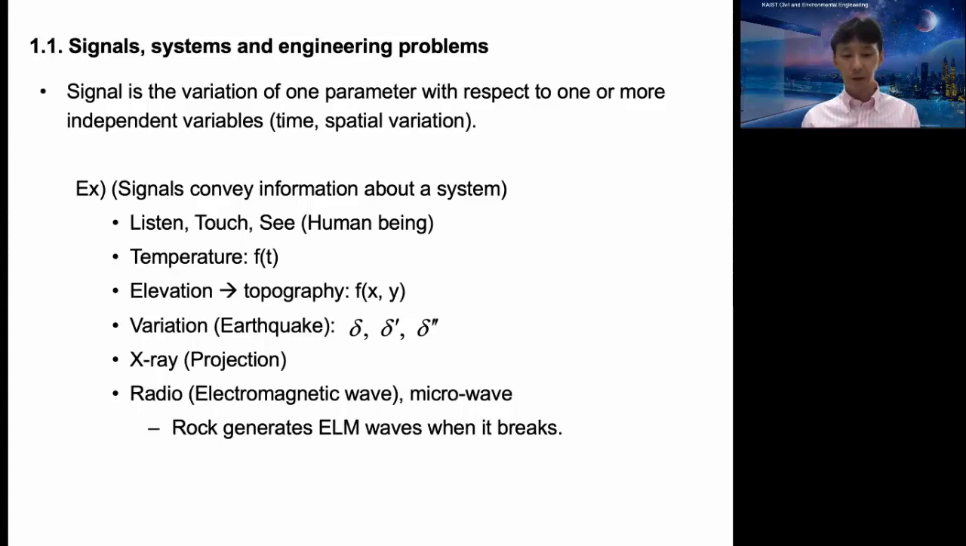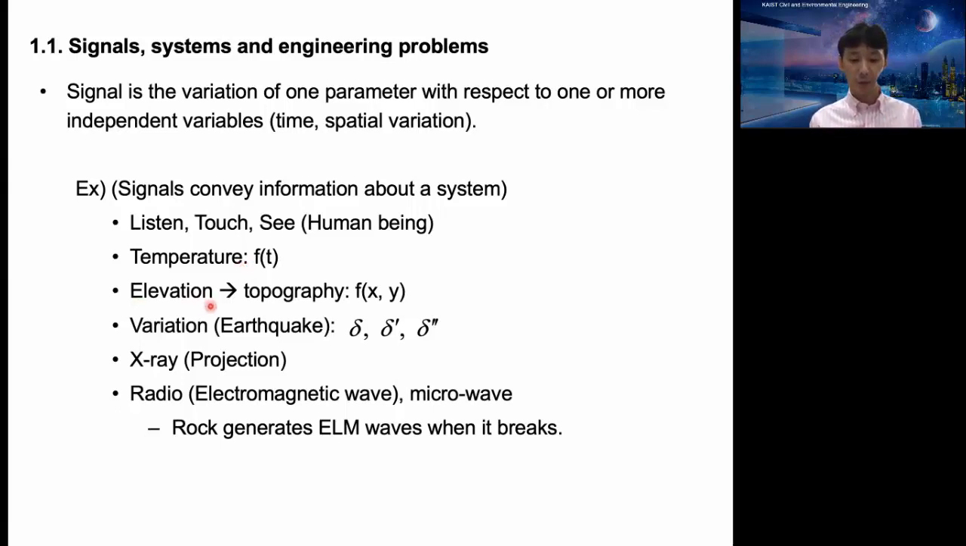A signal is the variation of one parameter with respect to one or more independent variables, such as time and spatial variation. So the example is you can listen, right? You can touch and see. And temperature also is a signal because it varies with time.